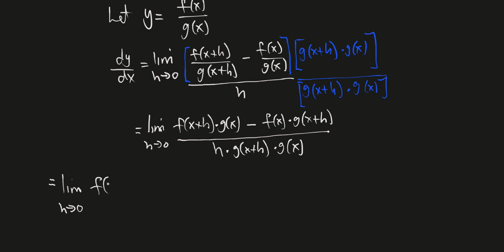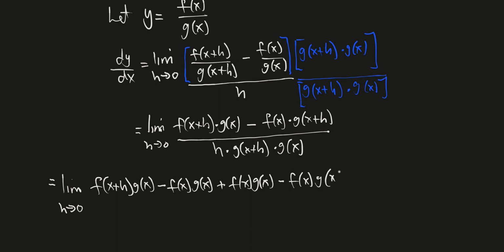So this is going to be f of x plus h times g of x. So this is the extra term that I'm going to subtract: f of x times g of x, and then add that same term back in. So plus f of x times g of x. So essentially what I've done is I've added 0, right? And then minus f of x times g of x plus h.